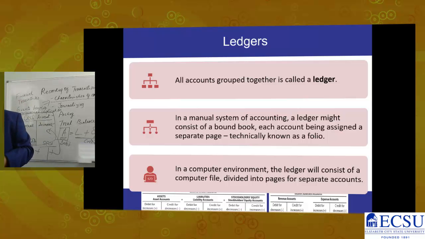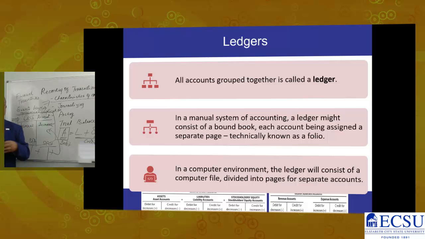physical register kind of a thing, and then for each page you will have a separate account. So that is how it used to work. So we used to call this a ledger, but now of course we will be having computer files, so that would be consisting of one computer file, would be probably a different ledger, or however depends upon the size. So it's divided into several pages with several separate accounts.